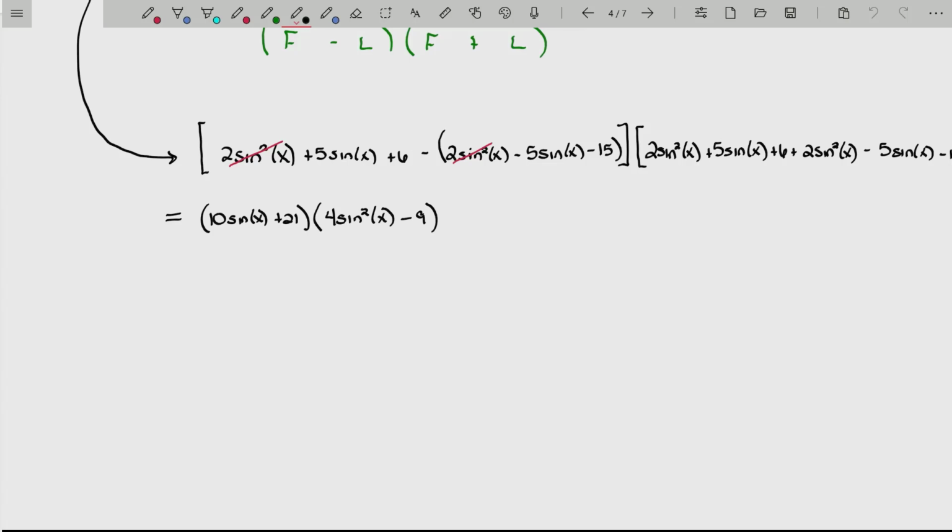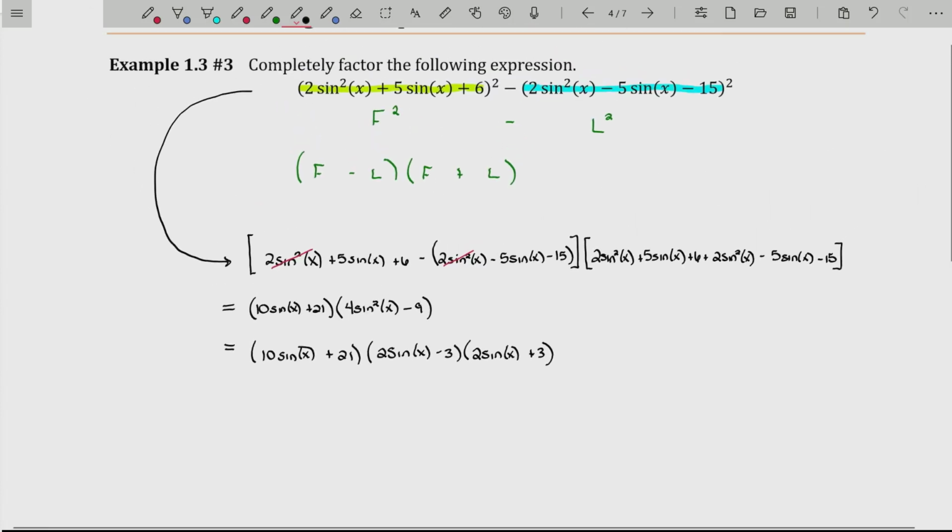This is 4 sine squared minus 9. So you can continue forward with this. Now it's not so bad, right? You have a 10 sine of x plus 21. And then you have this 2 sine of x minus 3 and a 2 sine of x plus 3. And that is completely factored.